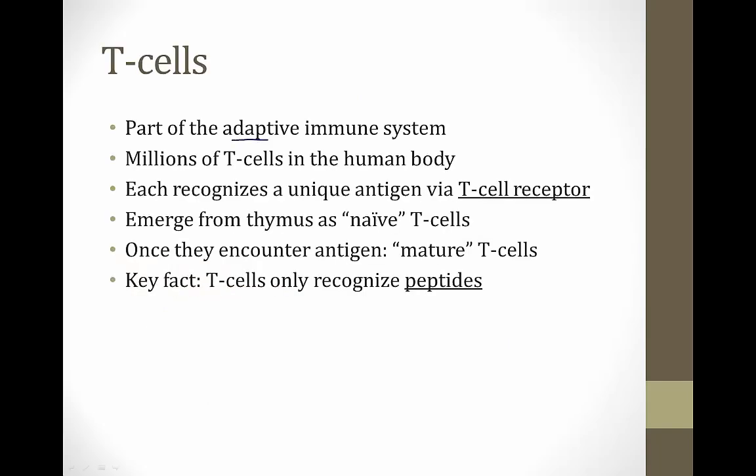T cells are part of the adaptive immune system, and there are millions of T cells in the human body, and each cell recognizes a unique antigen via its T cell receptor. T cells emerge from the thymus as naive T cells. They're called T cells because they mature in the thymus. B cells are called B cells because they mature in the bone marrow. Once a T cell encounters its unique antigen, they are called mature T cells.